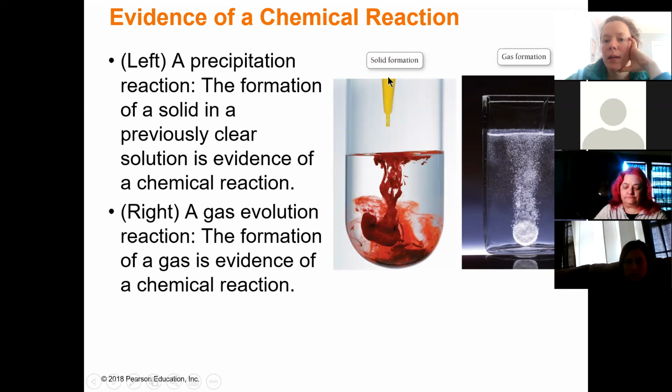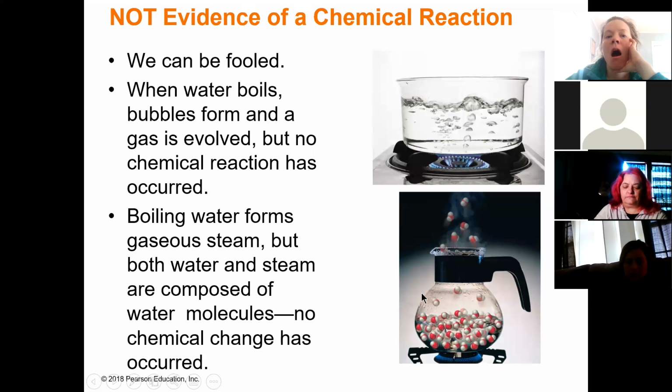And then this clear liquid, when you drop it in, all of a sudden this solid starts to form or precipitate out. That would be a good indicator of chemical reaction. Over here on the right, this is a gas evolution. You have a little Alka-Seltzer dropped into water, and we start to get this effervescent quality or fizzing.